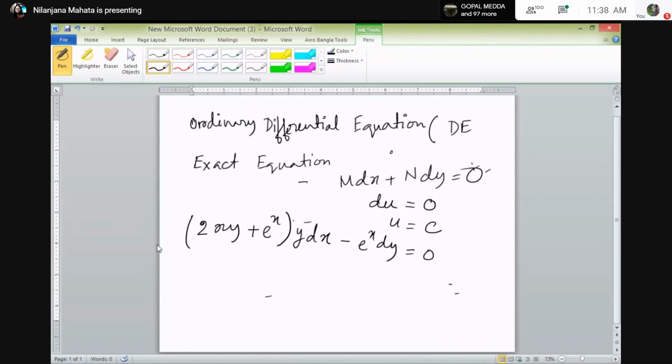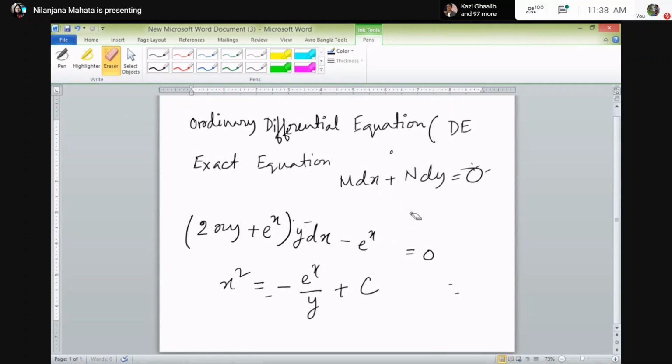x square is equal to minus e to power x by y. And there should be a constant. Yes. Plus c. Okay. So everyone agrees with that? Everyone agrees with that solution? Yes, ma'am. Okay.